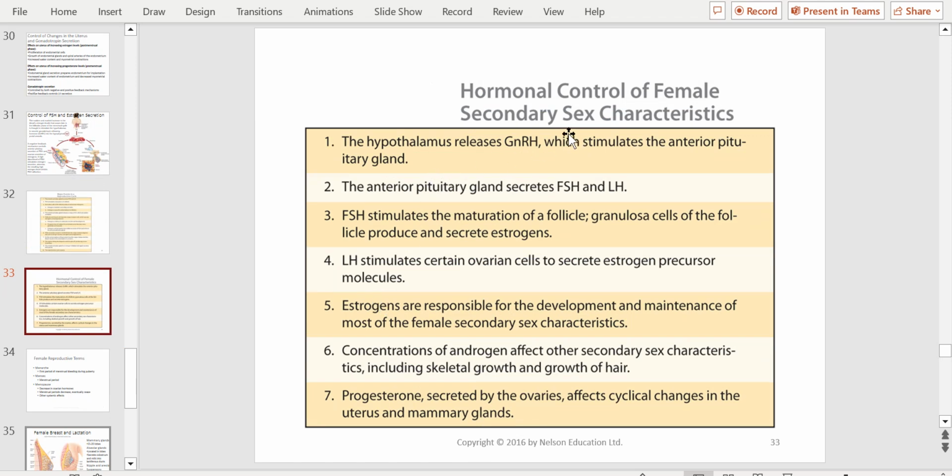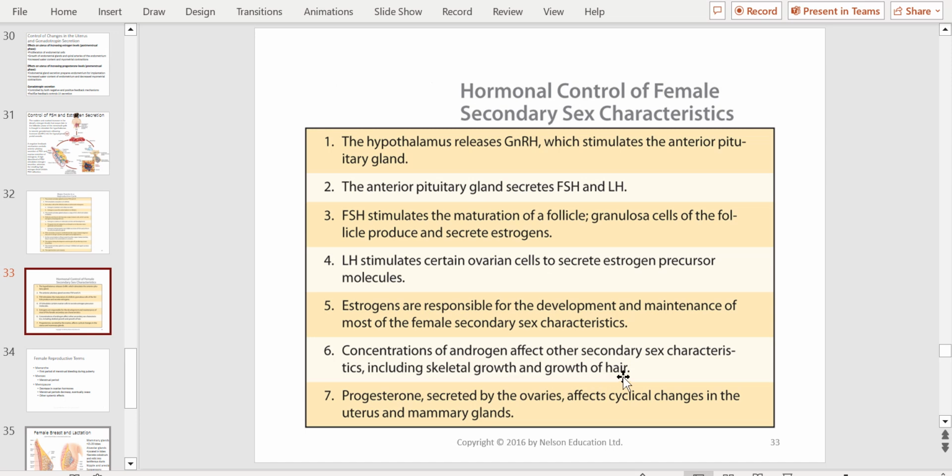The hormone control of female secondary sex characteristics. Here we've got the hypothalamus releases GnRH, okay, gonadotropin releasing hormone, which stimulates the anterior pituitary. The anterior pituitary secretes FSH and LH. FSH stimulates the maturation of a follicle. Granulosa cells of the follicle produce and secrete estrogen. LH stimulates certain ovarian cells to secrete estrogen precursor molecules. Estrogens are responsible for the development and maintenance of the secondary sex characteristics.